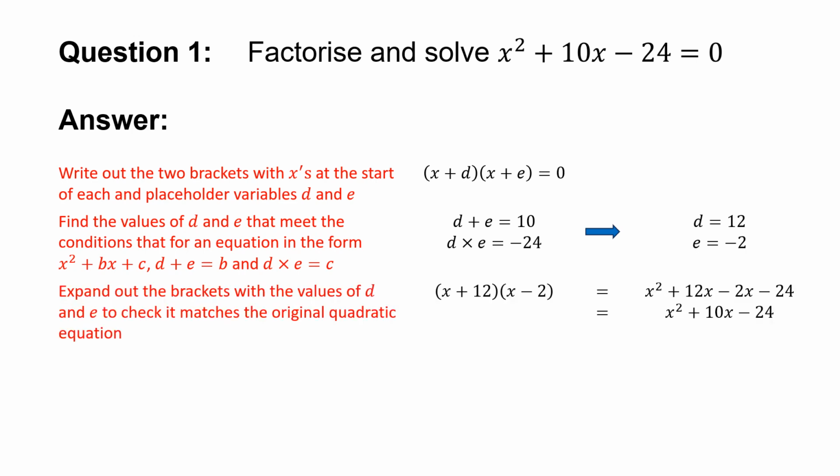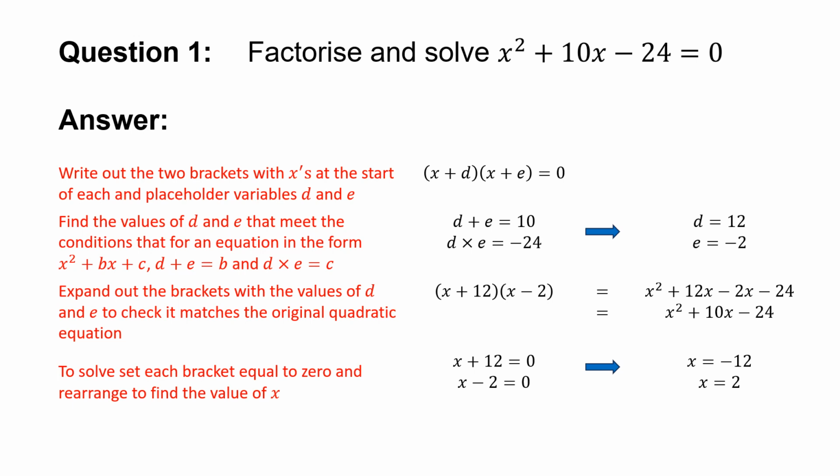So now we can fill these values of d and e in our brackets, and we get x plus 12 times x minus 2 expanded. This should equal our original equation. So does it? Well, when we expand this out, we get x squared plus 12x minus 2x minus 24. And when we simplify that, that becomes x squared plus 10x minus 24. So yes, we're on the right track. This is working out perfectly so far.